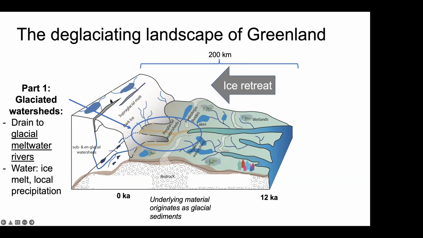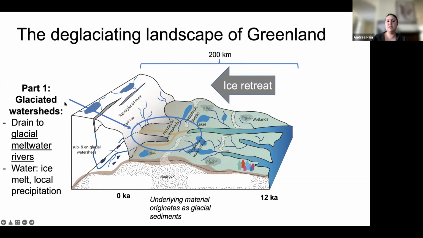So in part one of this talk, I'll be looking at the first step of deglaciation, which is what happens when the ice actually melts. I'll be looking at some glaciated watersheds, which drain to what I'll call glacial meltwater rivers. In these watersheds, the water is mainly derived from things like ice melt and some local precipitation.